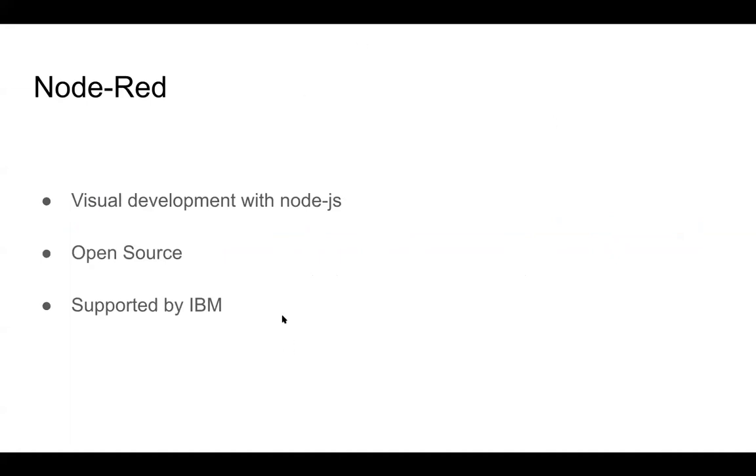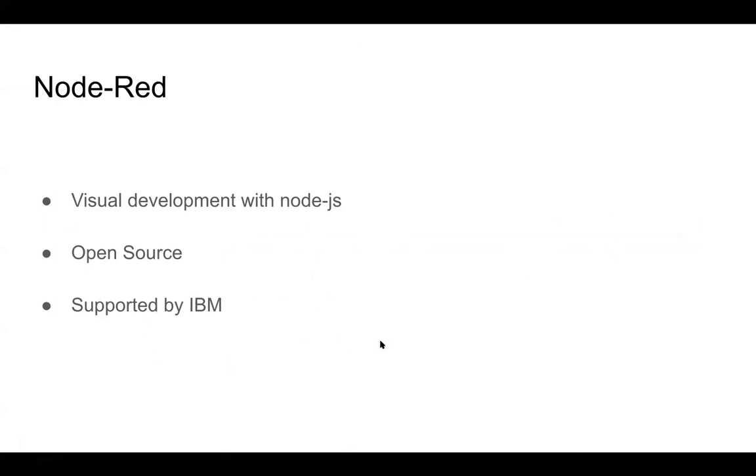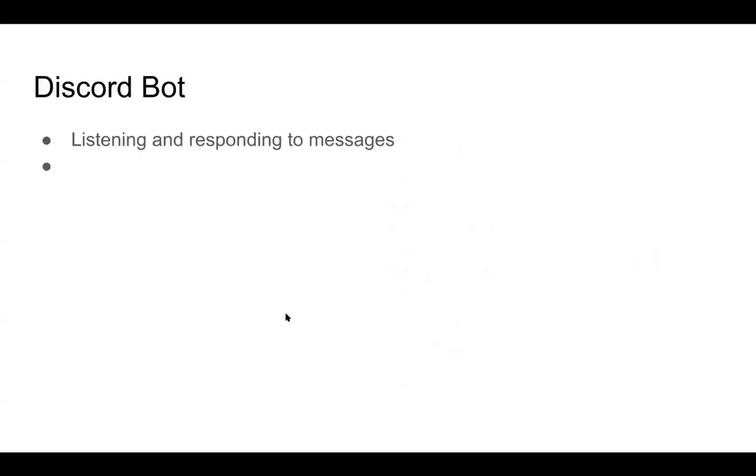Just to get started, Node-RED is what we will be building with primarily today. It is a visual development interface using Node.js. It's open source and it's supported by IBM. You can really think of Node-RED as money Legos. If you've seen Austin Griffith with ETH Build, he's been building one of these platforms from the ground up. What we've done is use Node-RED because it already has a lot of different APIs integrated and a lot of Web 2 hooks that we can leverage. So it's a really robust system out of the box.